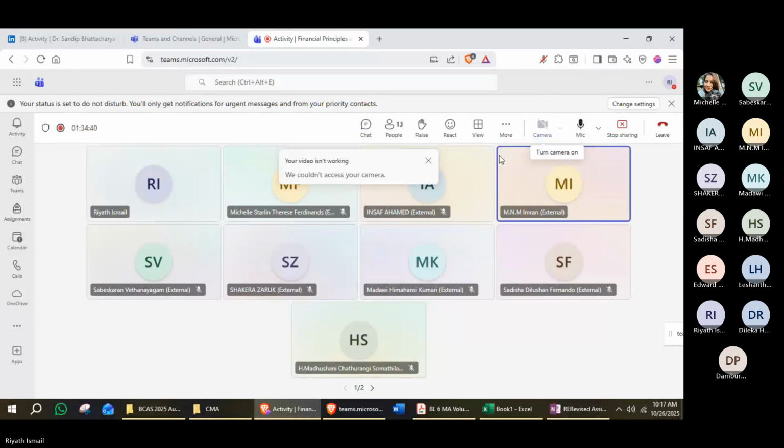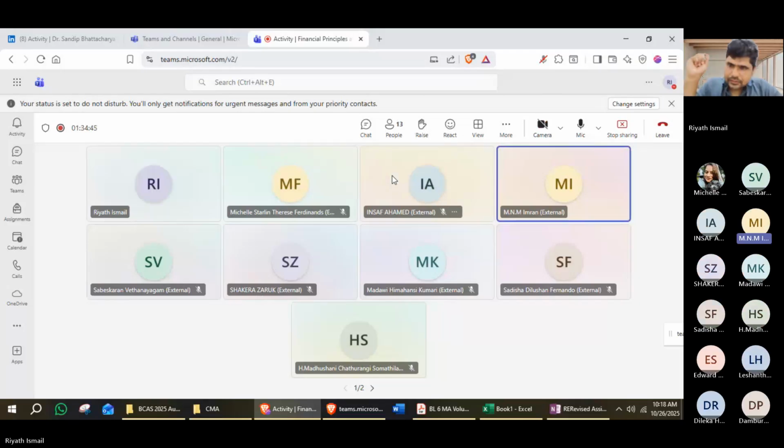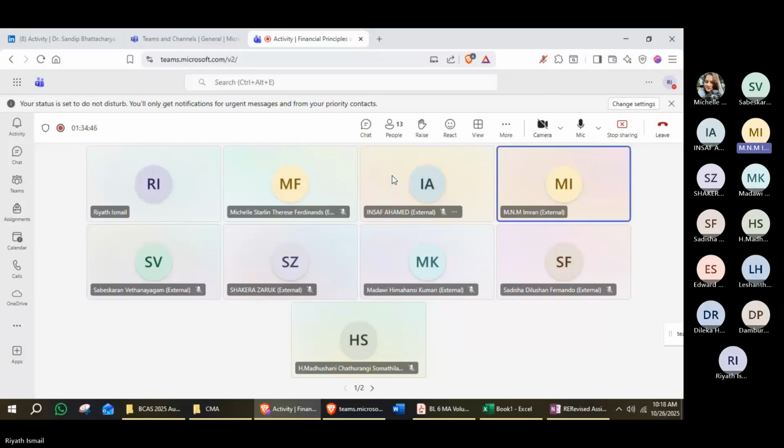Excuse me, sir. Do we use any word instead of contribution? Like gross profit or something like that? We use contribution, only this term contribution. Profit means contribution minus fixed cost equals profit. No, gross profit is not relevant to this.